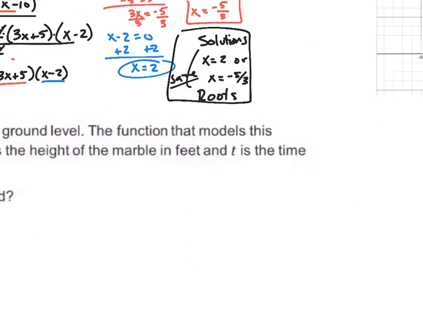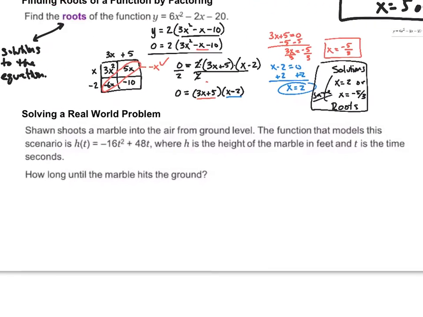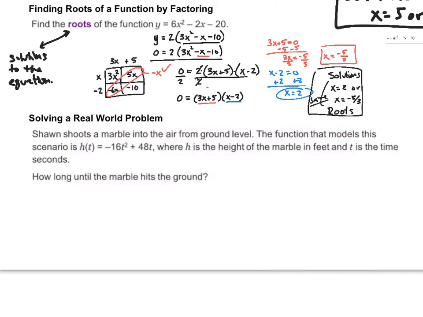All right, let's take a look here. Solving a real world problem. Sean shoots a marble into the air from ground level. The function that models this scenario is h of t equals -16t² plus 48t, where h is the height of the marble in feet and t is the time in seconds. How long until the marble hits the ground?